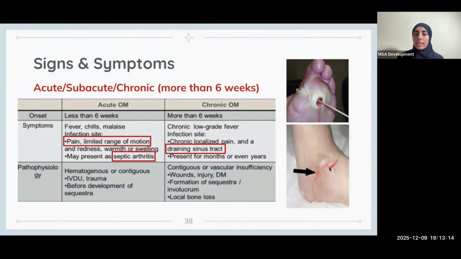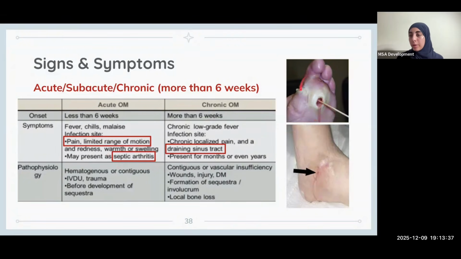Acute is the more classic one that you think of in IV drug users and trauma, while for chronic, you would think of someone who is diabetic and they have an ulcer that is complicated by osteomyelitis and they don't know because they can't feel it, especially if they're not inspecting their feet. So they wouldn't know, and it stays for a long time and becomes a chronic infection.